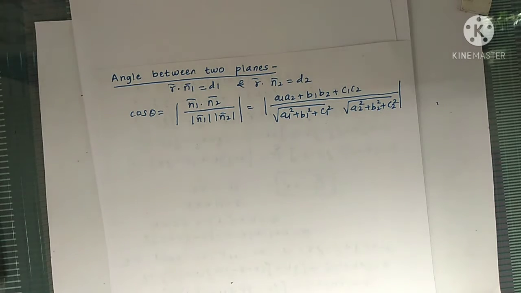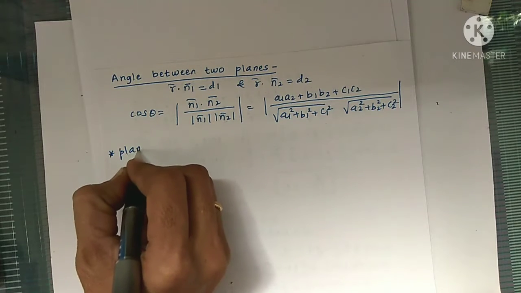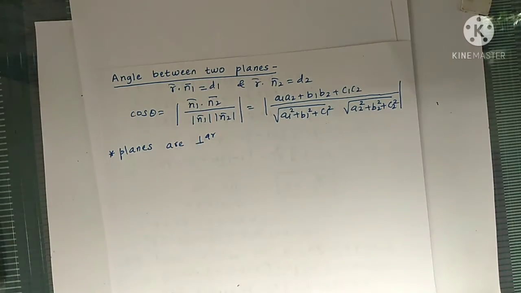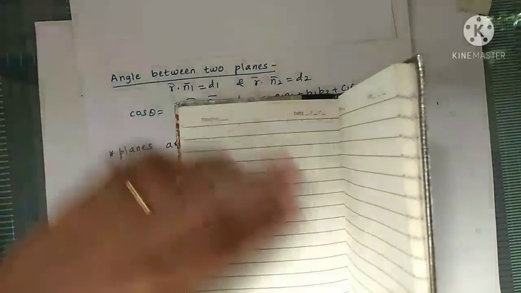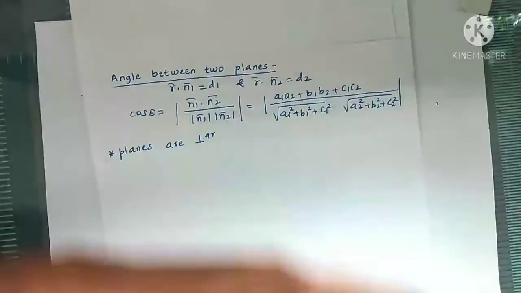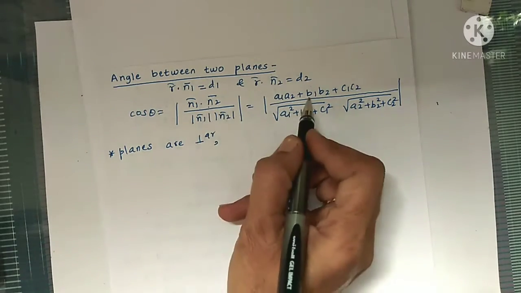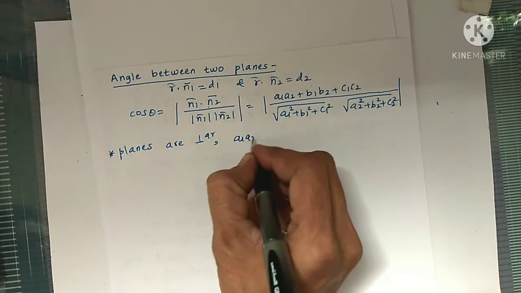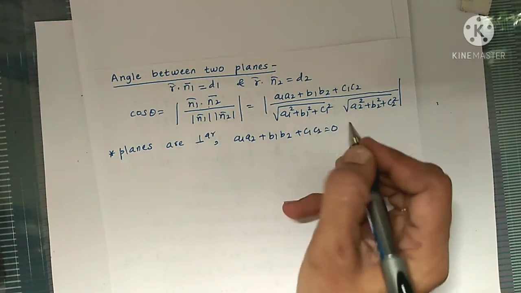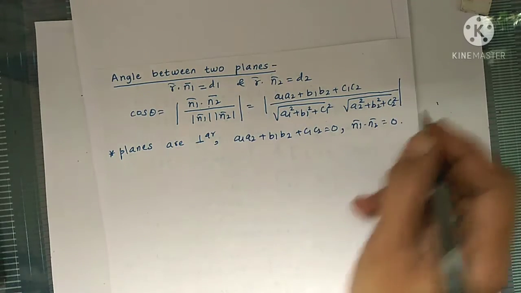Now what happens if these two planes are perpendicular? Let's see that. If these two planes are perpendicular to each other like this, then their normals are also perpendicular to each other. That means their dot product is 0. Dot product is 0 means the numerator is 0. So we have a1 a2 plus b1 b2 plus c1 c2 equal to 0, that is n1 bar dot n2 bar is 0.